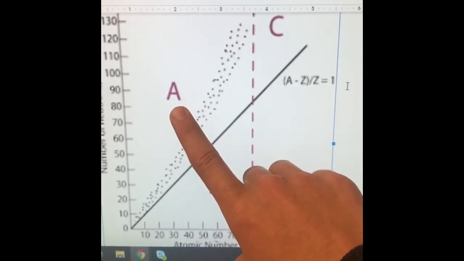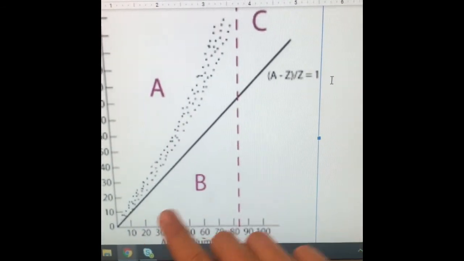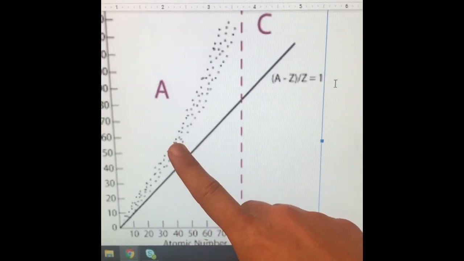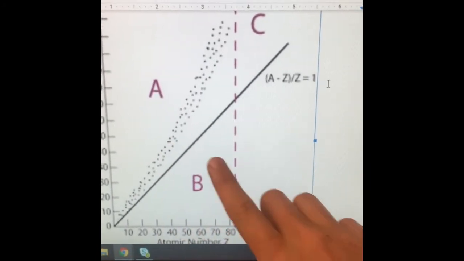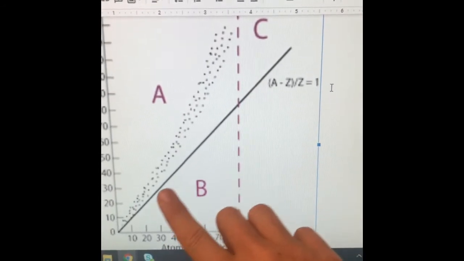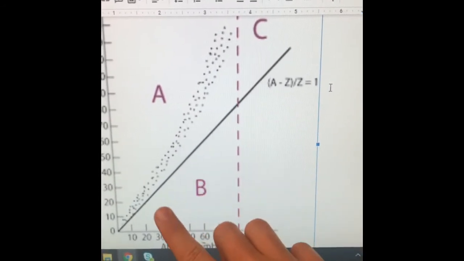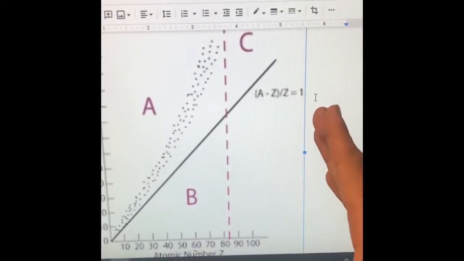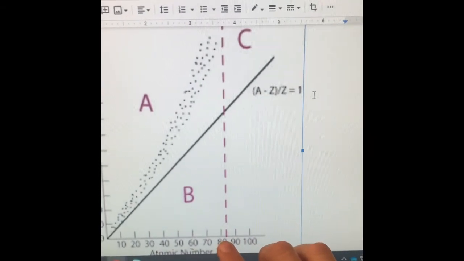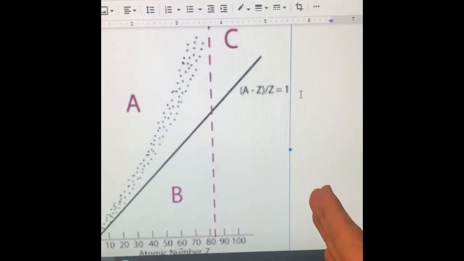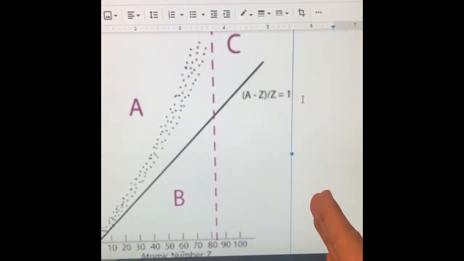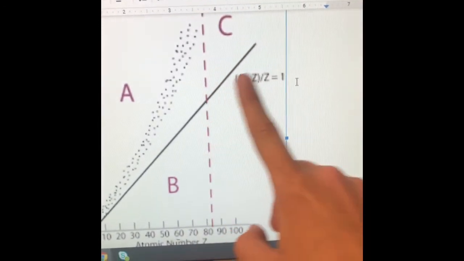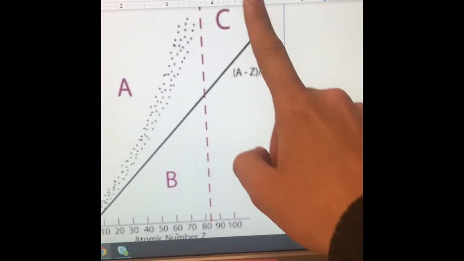beta decay occurs. Region B, notice we have a high number of protons but fewer neutrons, okay? These are too big. So in region B, we have a type of decay called positron emission, and we'll talk more about what that means, okay? Region C is this region that is above 82 protons. So above 82 protons, we have radioactive elements that are too heavy. They have too many protons, and so that's the reason why region C is going to decay using alpha decay.